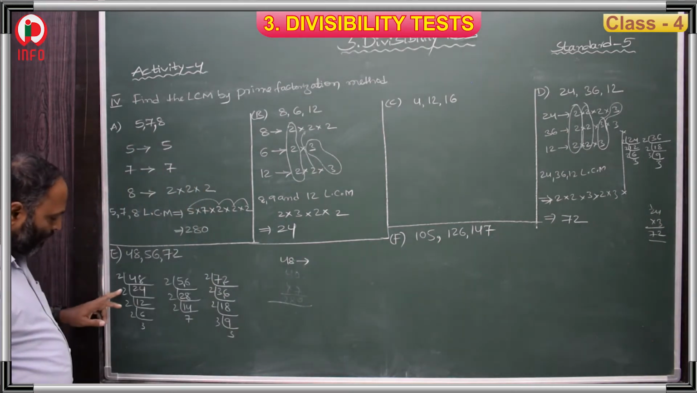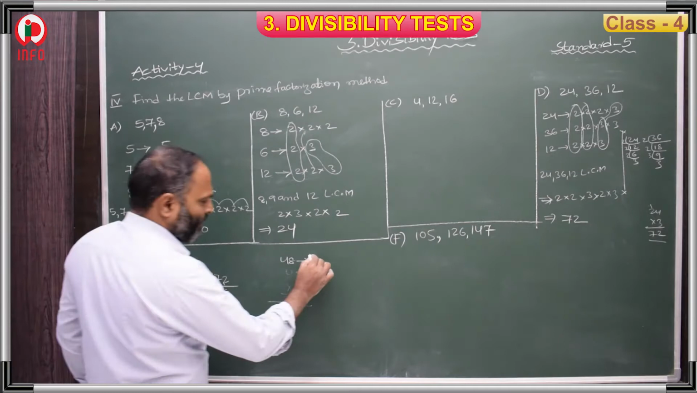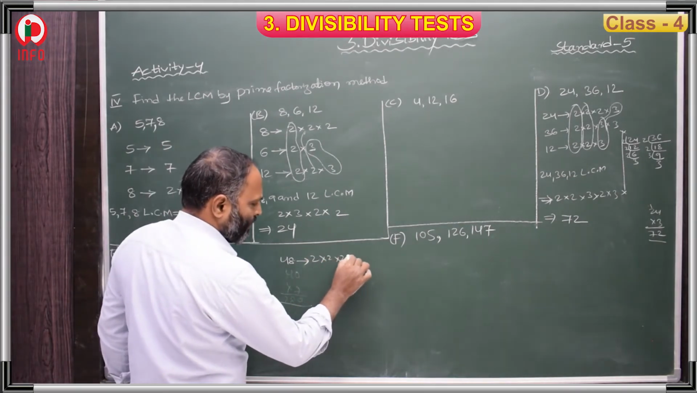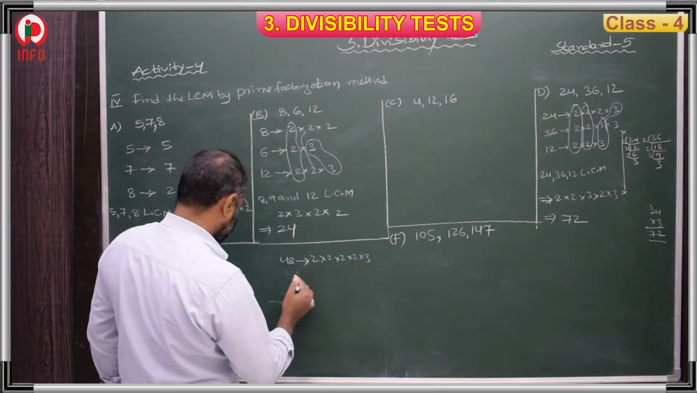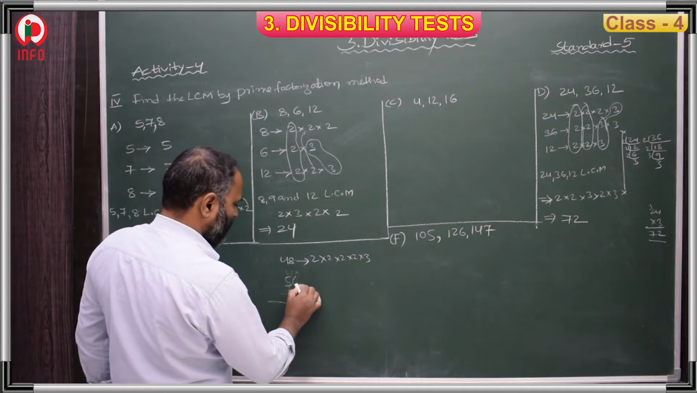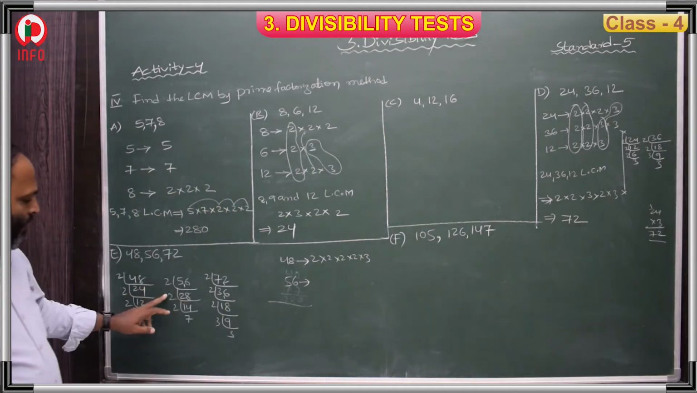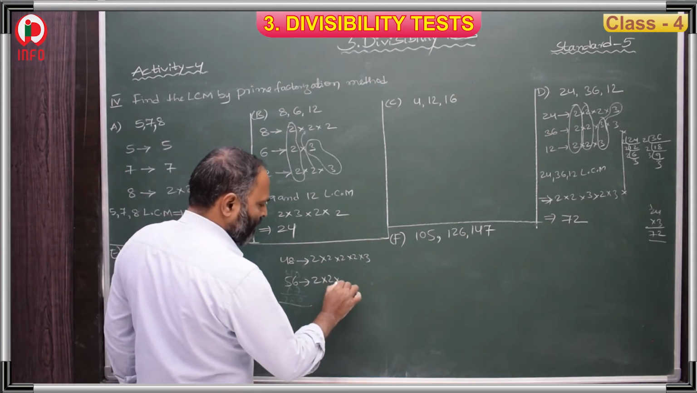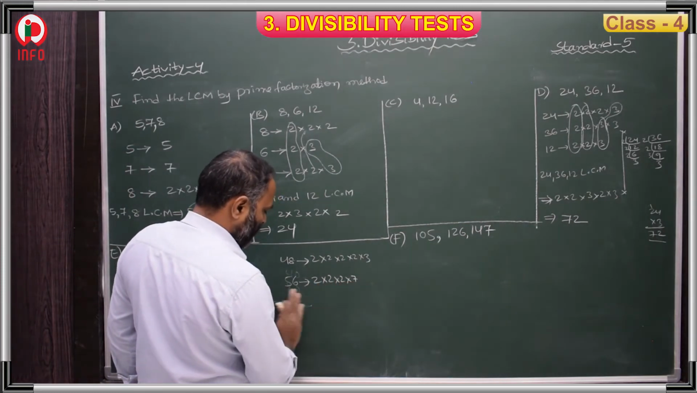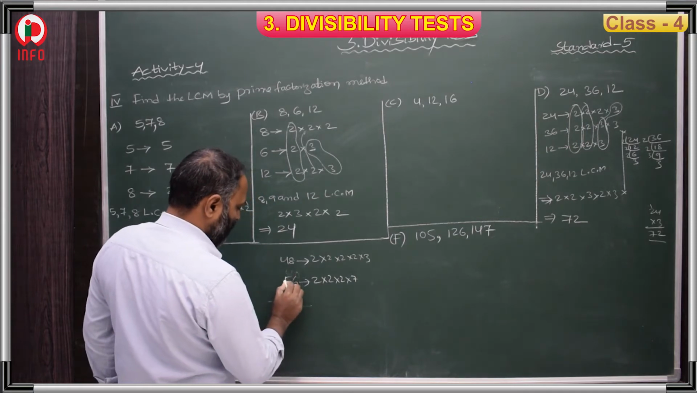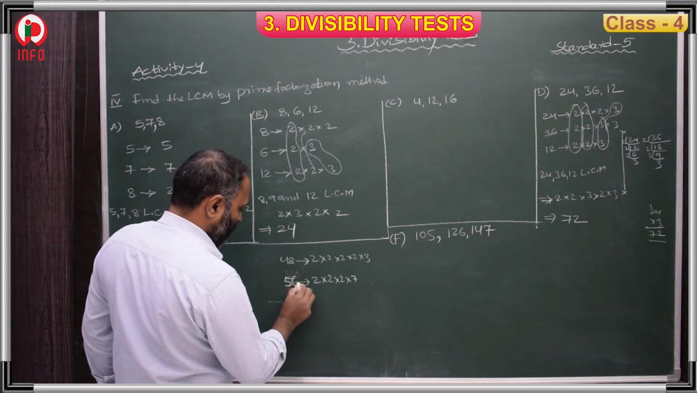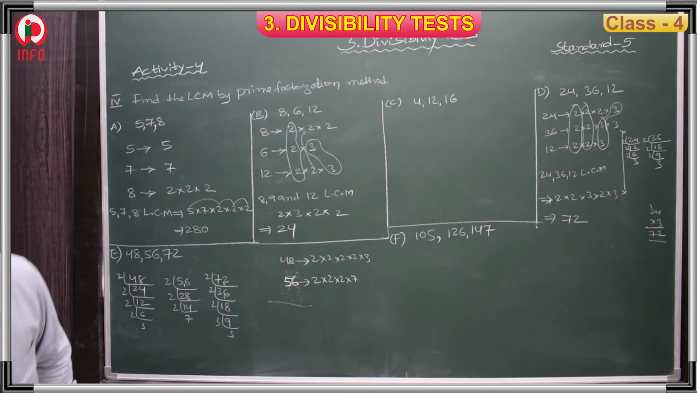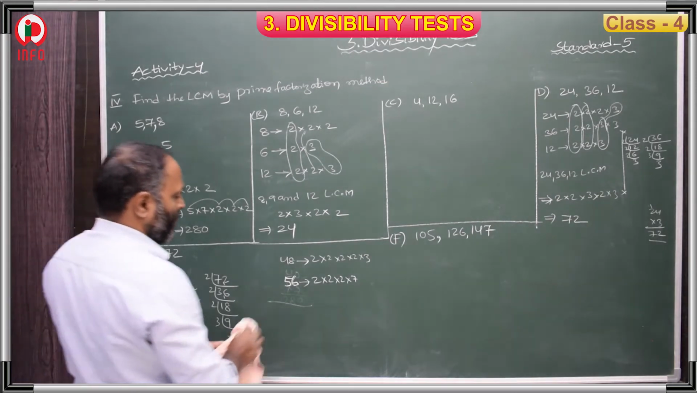Now, 48 is 2 into 2 into 2 into 2 into 3. 56 is 2 into 2 into 2 into 7.